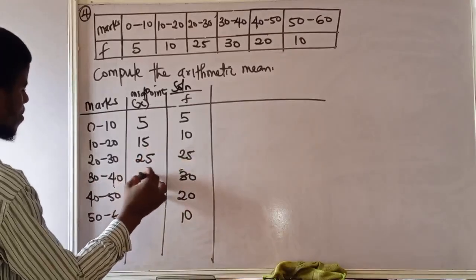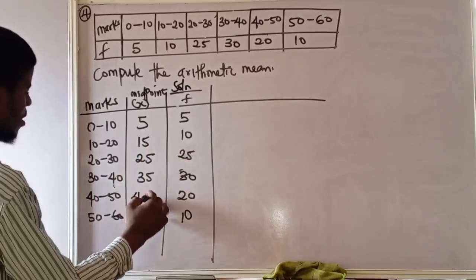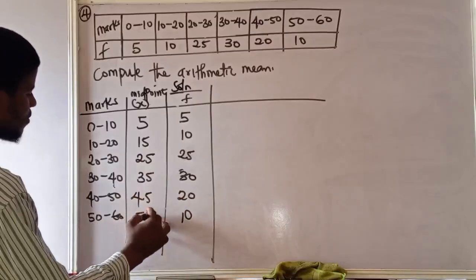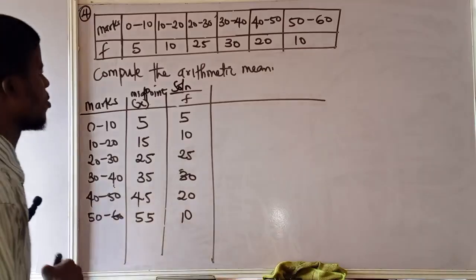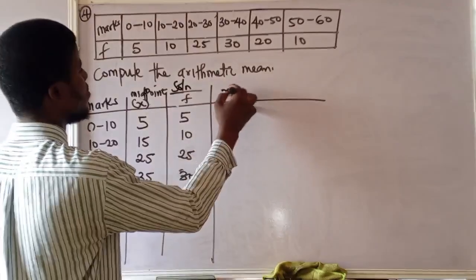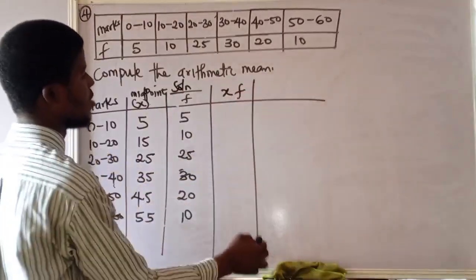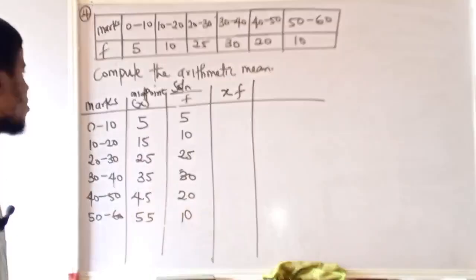This is 35. The midpoint is what? 45. And this is 55. So in the next column, I will determine the product of the midpoint and the frequency, fx.